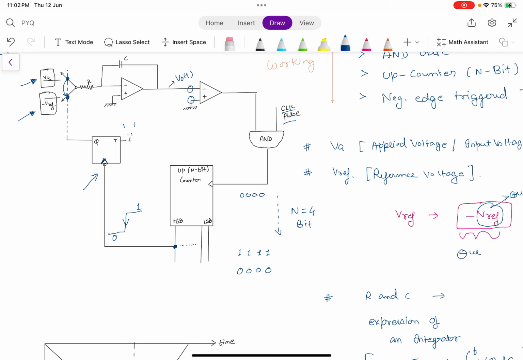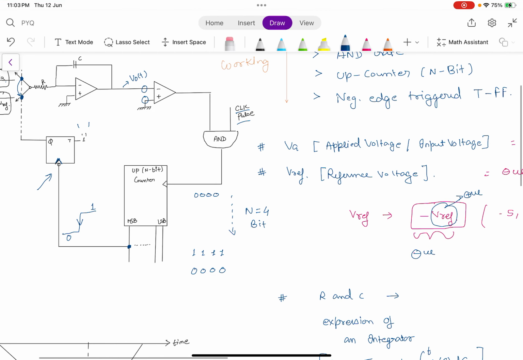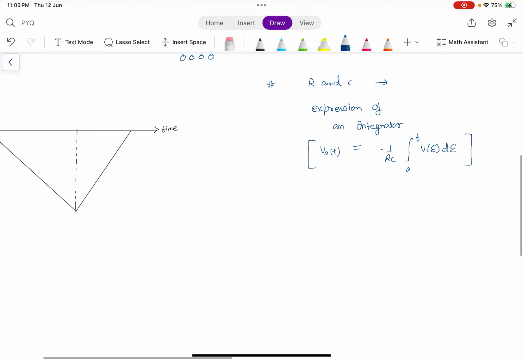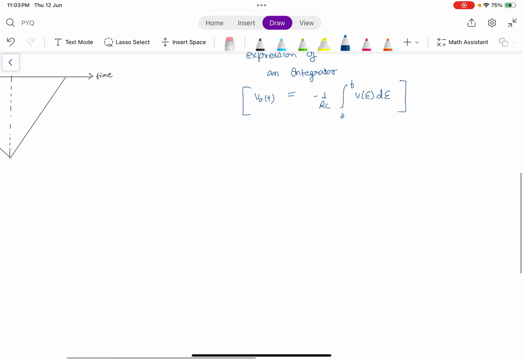Currently the input voltage is applied voltage, before toggling the state. So let's come back to the integrator part, and I will give you a much better explanation by solving the equations. V naught of t is minus 1 over tau. I will represent RC as tau, integration 0 to t. For ease, I will write V of t dt.